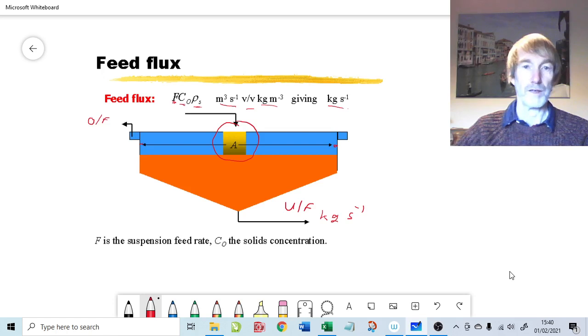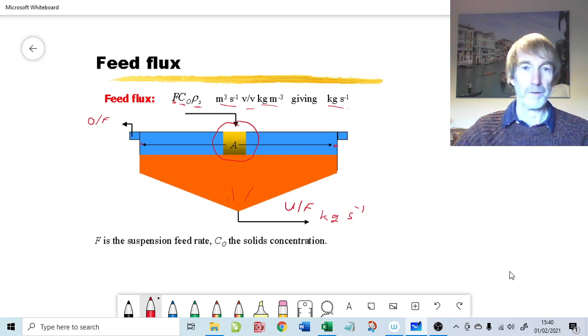So if the process is working correctly, we have a feed coming in, goes into the centre, into a feed well, the solids settle down, sediment down, and slowly work their way down, normally with a mechanical rake helping them to the bottom and then being pushed out. Okay, so we're going to certainly talk a lot about a flux balance.